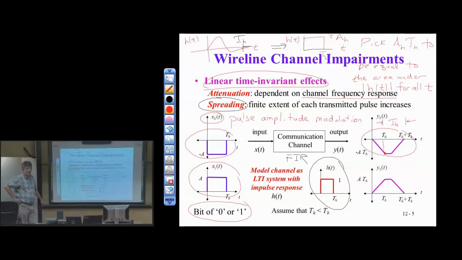FIR filters are much easier to work with than IIR filters for lots of reasons. Stability is one, but also you just don't have to worry about an infinitely long impulse response. Pretty good. Now, it turns out we can do the same modeling for a wireless channel, and I'll wait till we get to the wireless part for that. But for the wireless channel, we'll see that we can get a similar model.